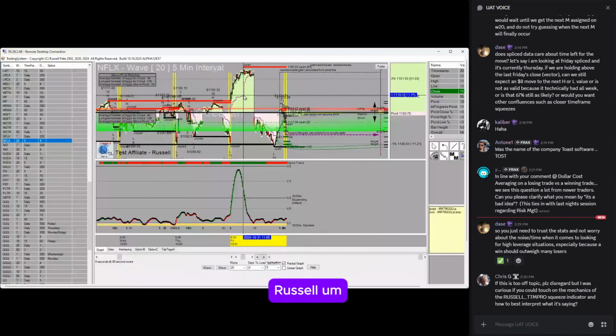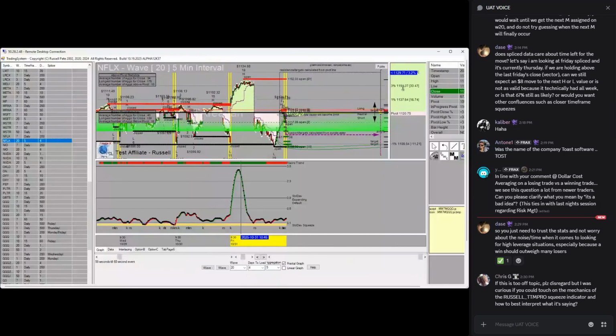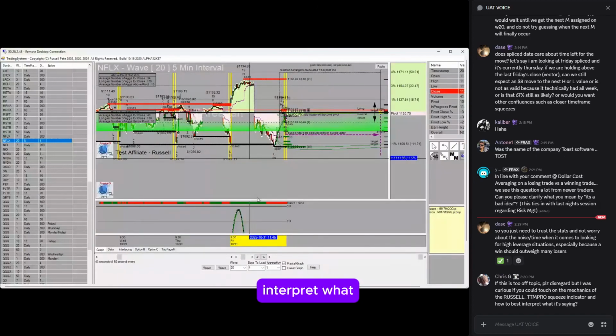Thank you, Russell. I think we had one final question, and then we'll let you rest your voice. I know you've been talking for a while. Thank you very much for your information. This is the last question. If this is too off topic, please disregard, but I was curious if you could touch on the mechanics of the Russell TTM Pro squeeze indicator and how to best interpret what it's saying.